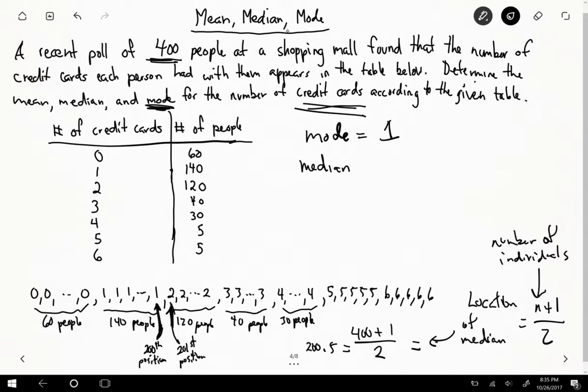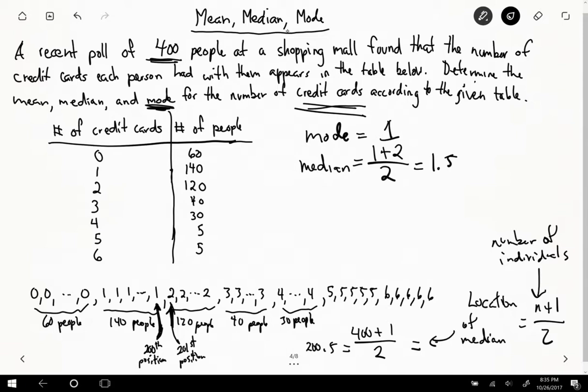Okay, so with that in mind, 200.5 is basically halfway in between those two. So what do we do? Well, the median, we take those two numbers and we average them. So you take 1 plus 2 and you divide by 2. So notice that's equal to 1.5. And we have our answer.